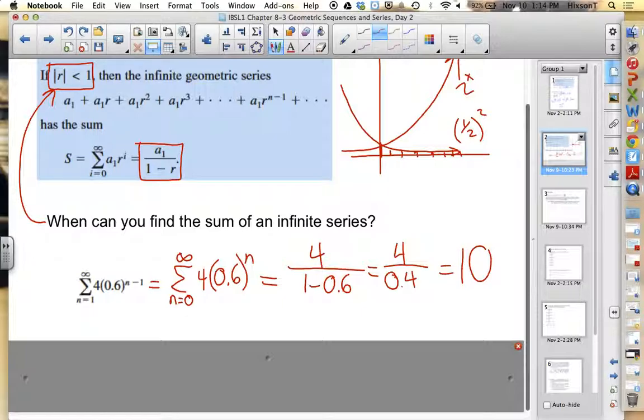Are there any questions about how we found that? How we used our formula? So on quizzes, that's basically what it is, just plugging in numbers.